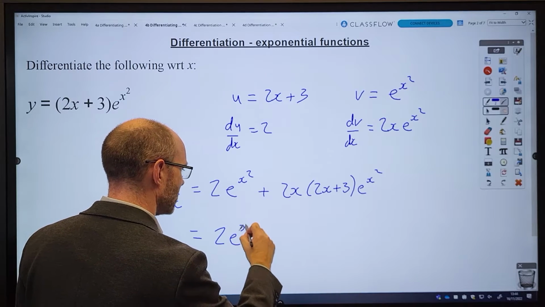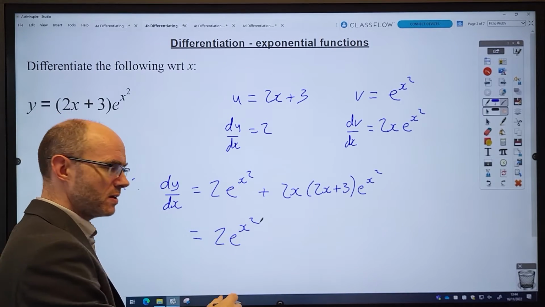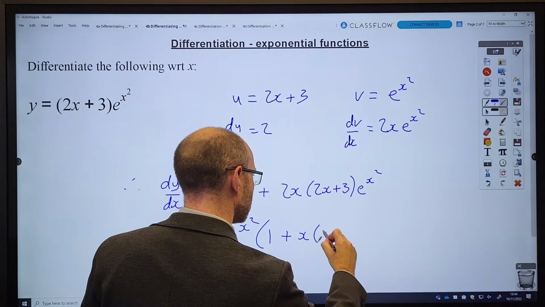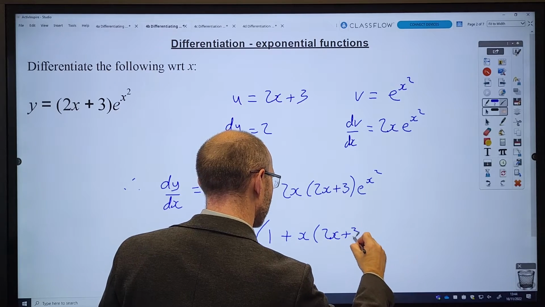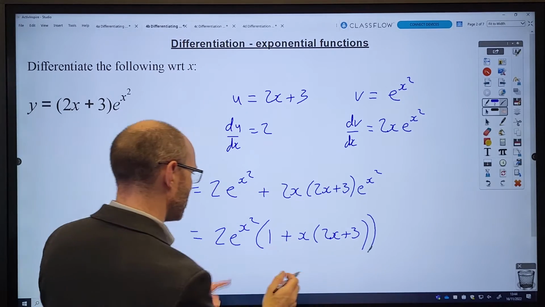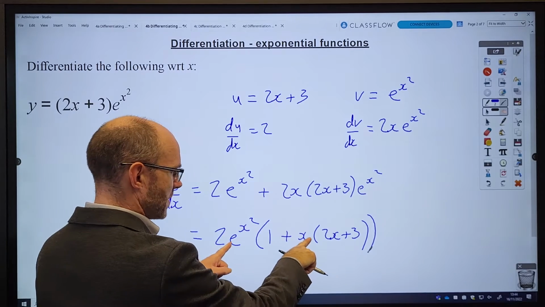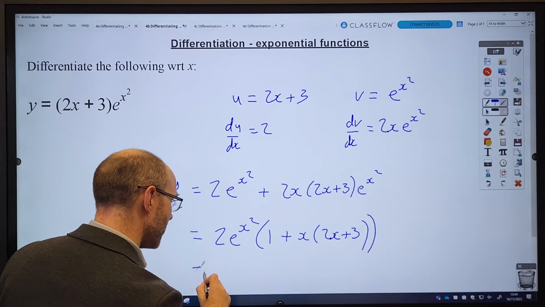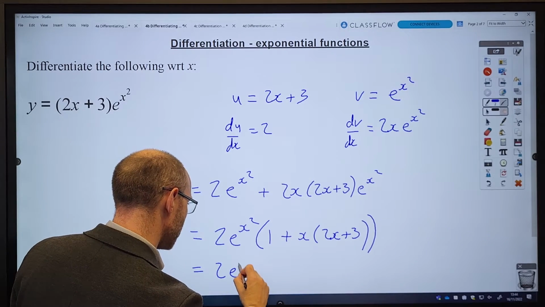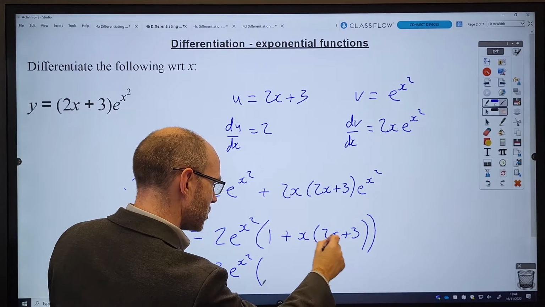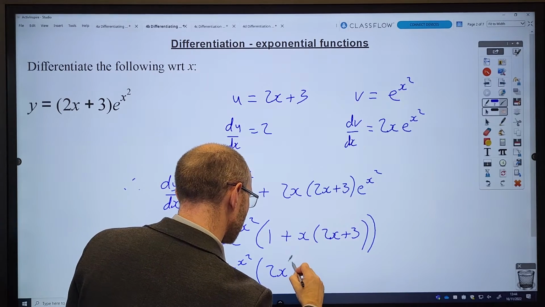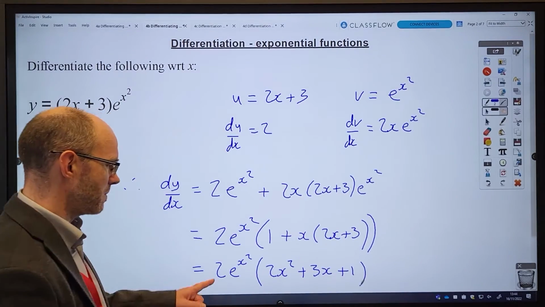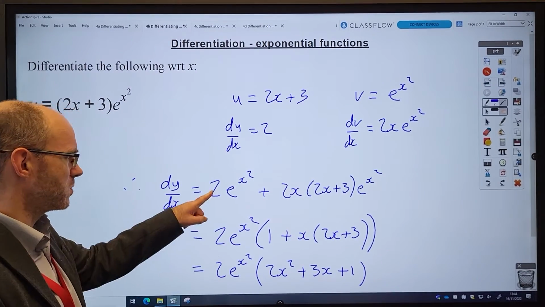If you feel like factorising, you can. Highest common factor between these terms is 2e to the x squared. So then that will be 1 plus x(2x plus 3). Because then that gives us the 2e to the x squared there, and then plus (2x plus 3) e to the x squared. Maybe just simplify that bracket a bit. So 2e to the x squared, and then 2x squared plus 3x plus 1. Maybe the answer does look a bit nicer than this one.